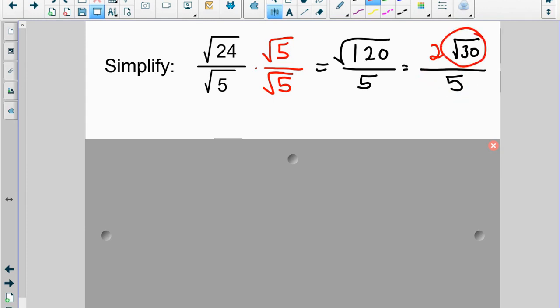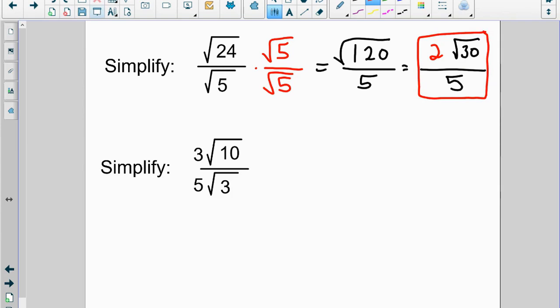I also check to make sure that there's not another perfect square factor out of 30, and that's kind of what I was doing earlier, just looking at 3 times 10, 5 times 6, 2 times 15, and making sure there weren't any perfect squares out of those factors. So that is our final answer, 2 times the square root of 30 over 5.